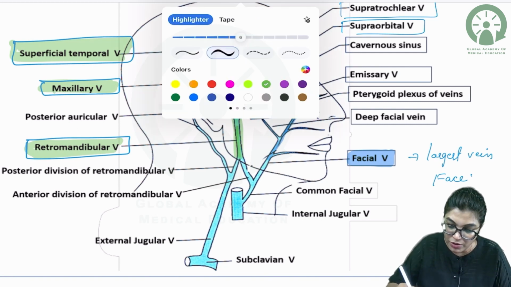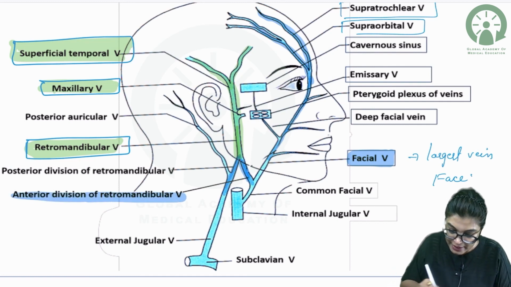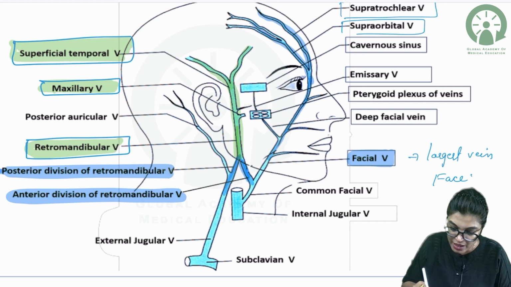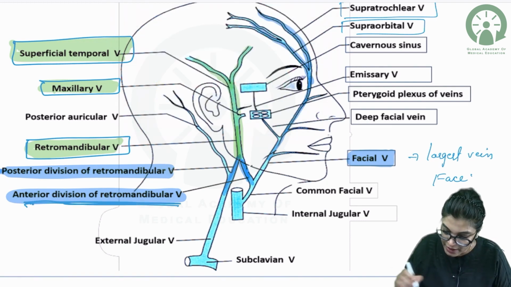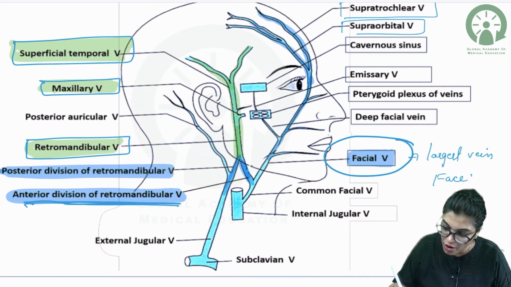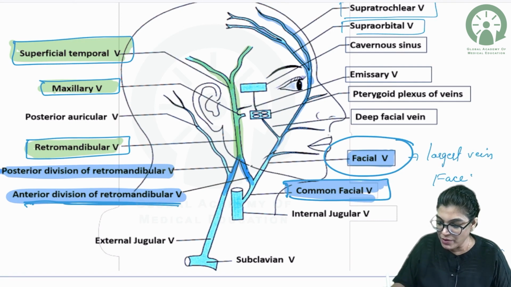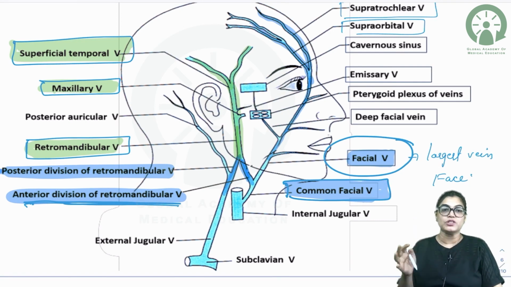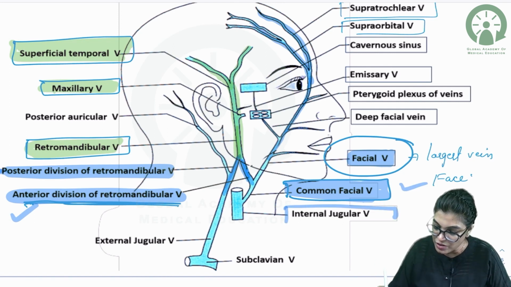Now this retromandibular vein, after its formation, divides into two divisions: one is the anterior division and the other is the posterior division. The anterior division of the retromandibular vein joins with the facial vein to form the common facial vein. So here you can appreciate the common facial vein is formed by joining the facial vein and the anterior division of the retromandibular vein. It will ultimately drain into the internal jugular vein.